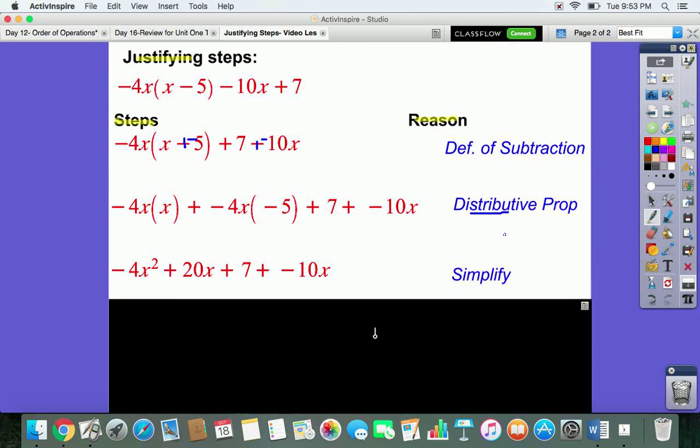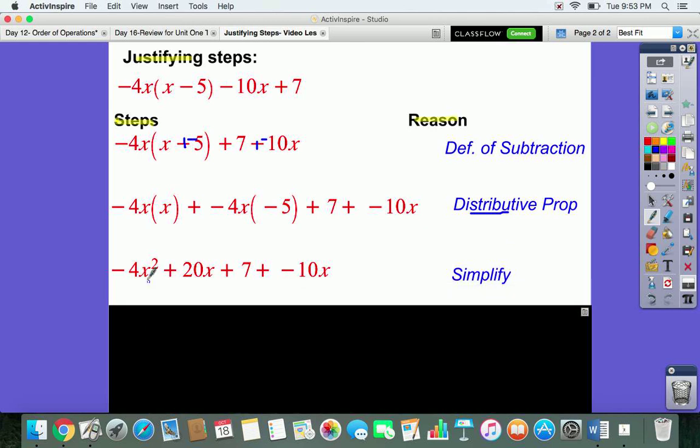So here's what I've got. Negative 4x times x gives me a value of negative 4x squared. Negative 4x times negative 5 gives me a positive 20, so positive 20x plus 7 plus negative 10x. What I want to do next in my problem is, because I've got 3 different kinds of terms to combine, I've got x squareds, x's, and constants.